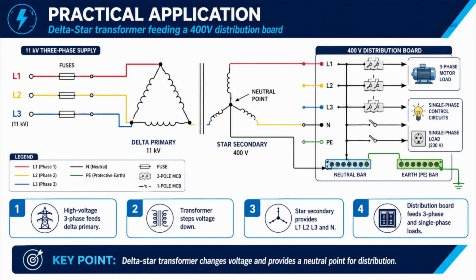In this practical application, the high-voltage three-phase supply feeds the delta-connected primary, and the transformer steps the voltage down to 400 volts on the star-connected secondary. The star point provides a neutral, allowing the distribution board to supply both three-phase loads, such as motors, and single-phase loads, such as control circuits and sockets.